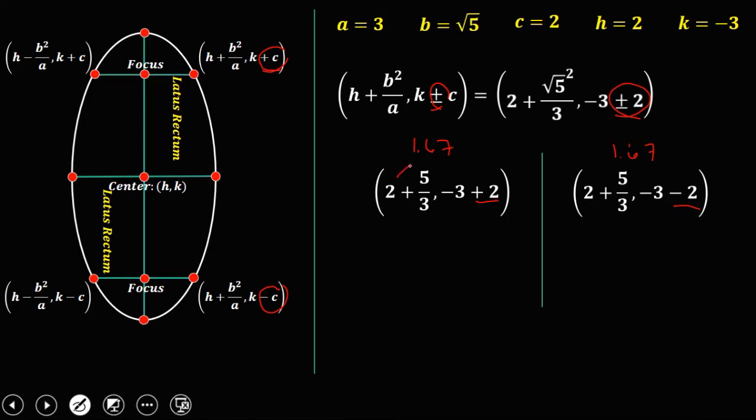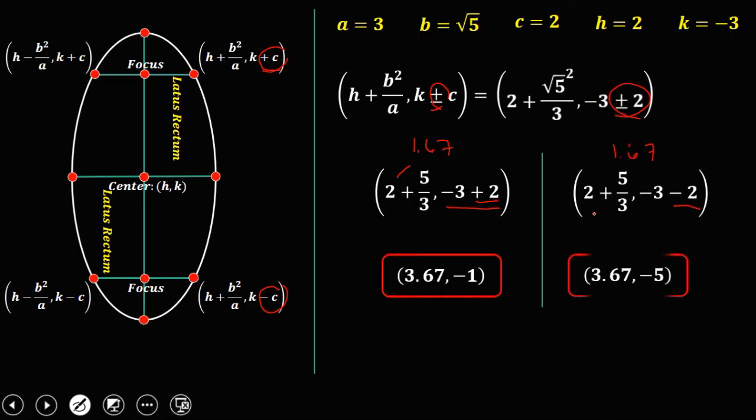So 2 plus 1.67 is 3.67, and negative 3 plus 2 is negative 1. Then 2 plus 1.67 is 3.67, and negative 3 and negative 2 is negative 5. So these are the coordinates of the last latera recta.